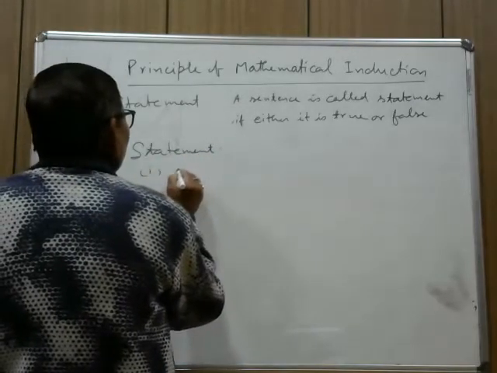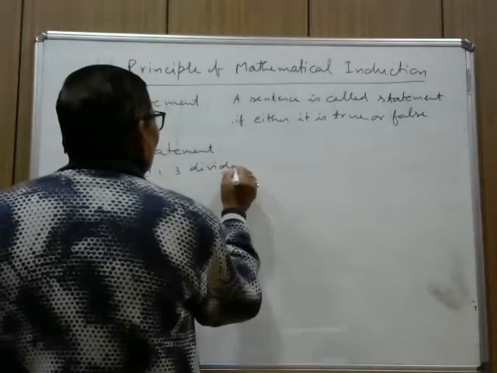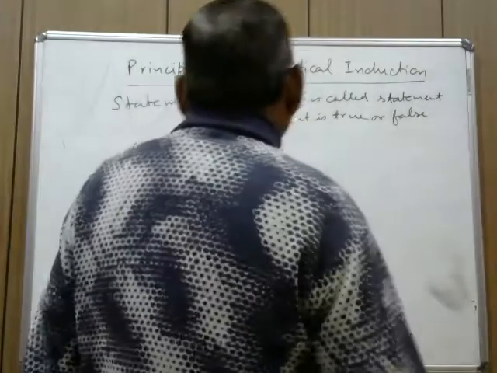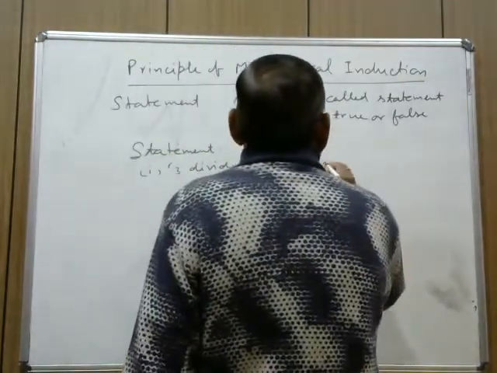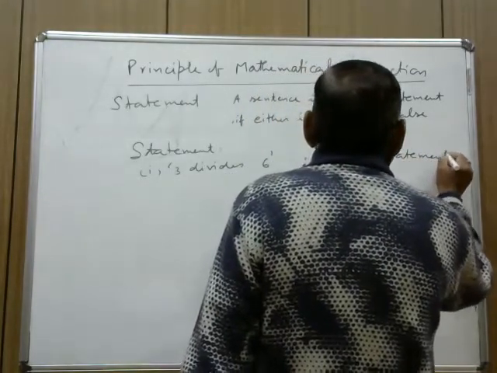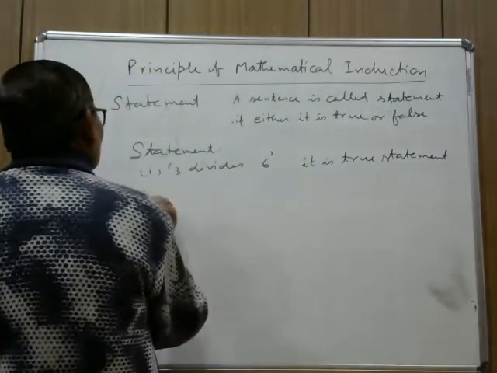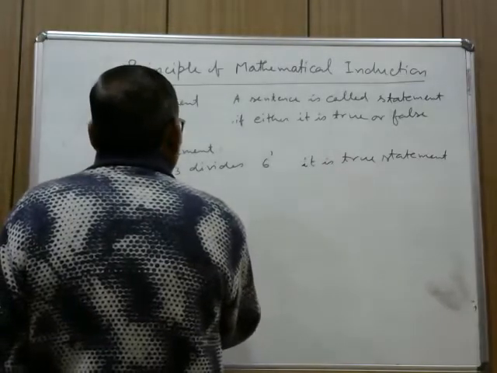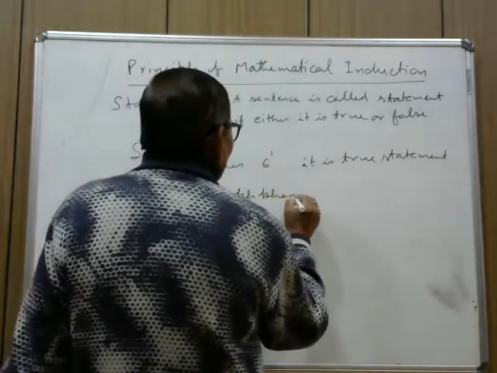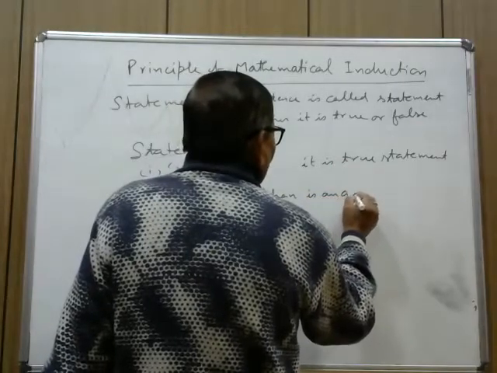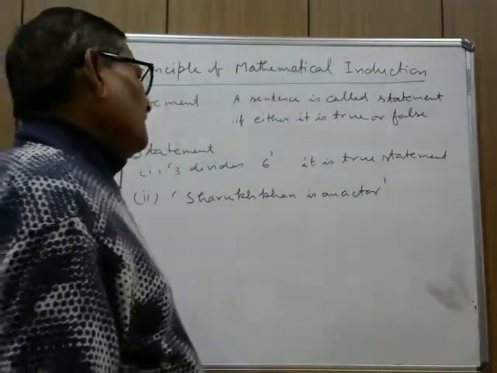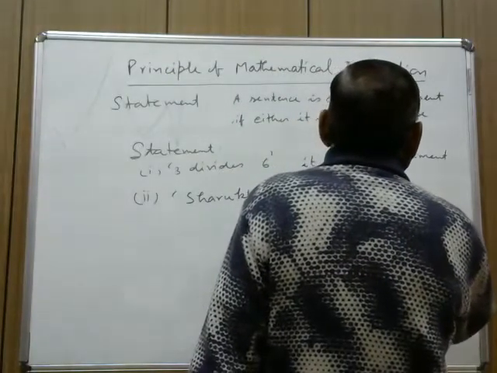Number 1. 3 divides 6. This is a sentence. 3 divides 6 is a sentence and it is a statement. It is true statement. Second, Shahrukh Khan is an actor. This is also a sentence and this sentence is a statement and it is also true statement.